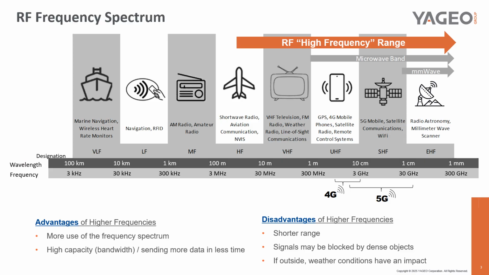A disadvantage of using 5G or higher frequencies is it has a shorter range. Signals can be blocked by dense objects, and outside weather conditions can impact them. This means that utilizing 5G technology requires more base stations. Because they don't travel as far, we need to place more stations along, and because they can be blocked by other objects and weather, we need to place more stations to overcome that fact.